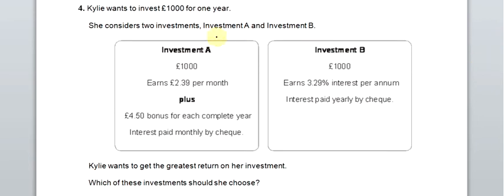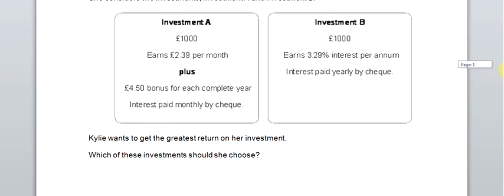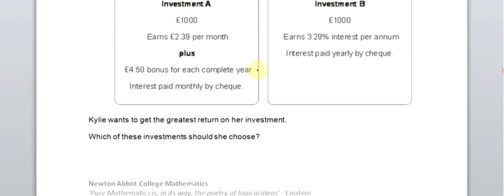Okay, Kylie has got £1,000 and she wants to invest it for 1 year, so she considers 2 of these investments and she wants the greatest return. So let's do investment A first of all, a little bit shorter space here. So she gets £2.39 per month. So £2.39 times 12 is equal to £28.68.